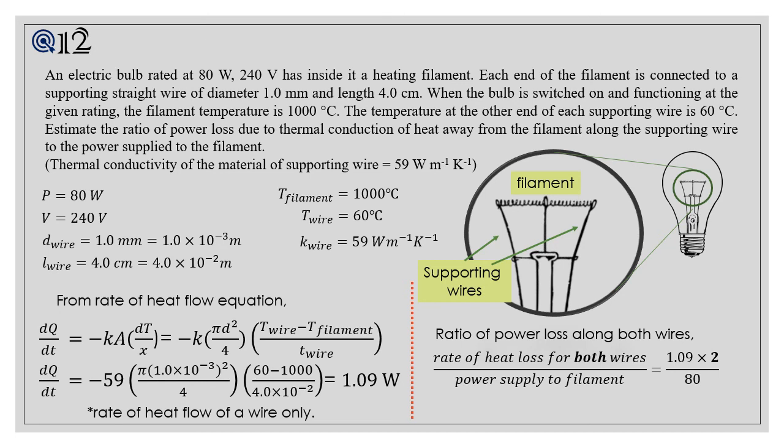So we need to times 2 and divide by 80, which is the power supplied to the filament. Thus, the ratio will be 0.027.